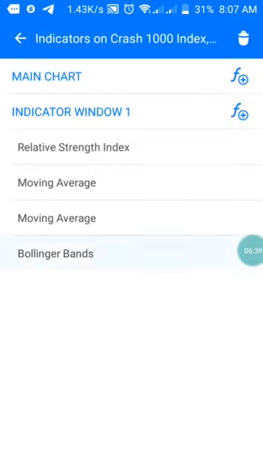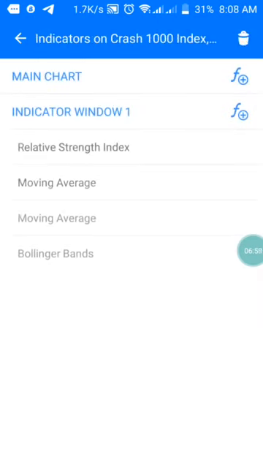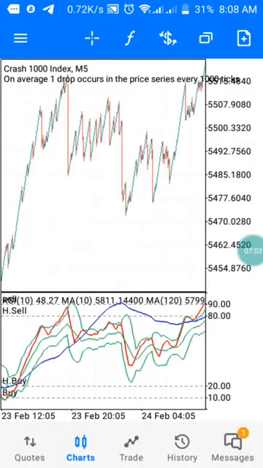And also let's move to the Bollinger Band. The parameters are period of 20, deviation of 2.000, and shift of 0. Apply to close, and you can choose any color, and here I chose green. So you press done. By doing that, you have the full, complete chart with your indicators.